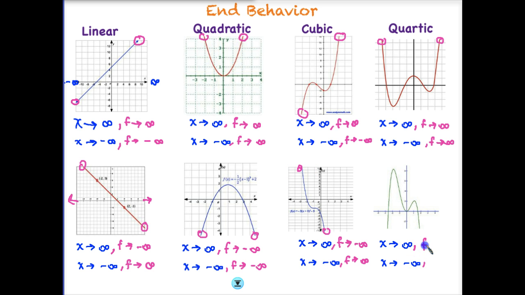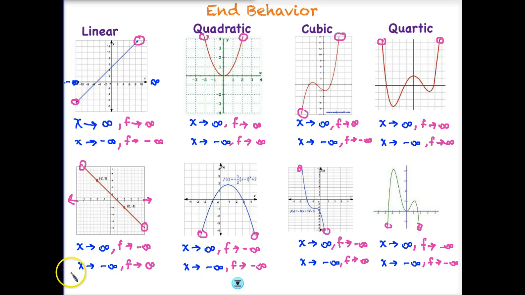And then with our final one here, as our function goes out towards positive infinity, both of these ends, whether we go positive or negative, are going to go down to negative infinity. So these are exactly opposite of the positive graphs. And again, the ones that are even, the quartic and the quadratic, have the same end behavior, and the linear and the cubic also have the same end behavior.